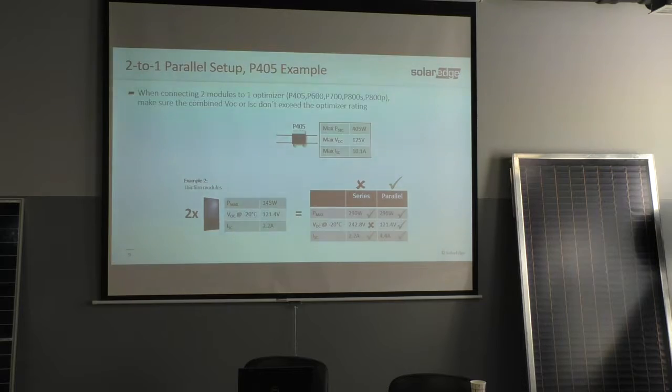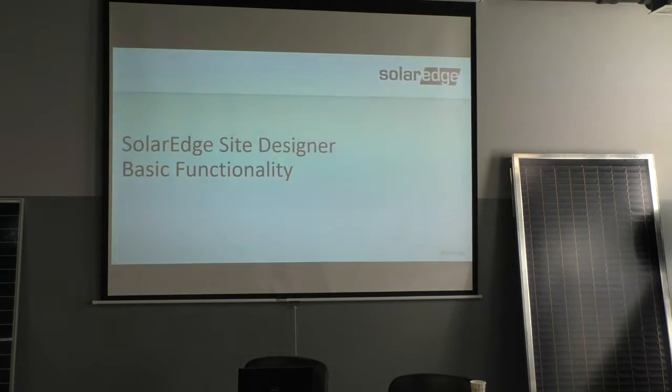If you have a thin-film module, for example, that has completely different parameters, let's assume 145 W thin modules with voltage 121 and current 2.2. We cannot make a series connection because we will exceed the 125. But parallel connection is okay. So let's do the parallel connection. We have P405 optimizers with two inputs that are parallel inside the optimizer.